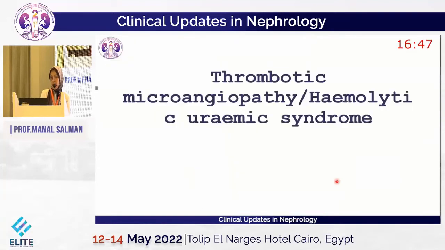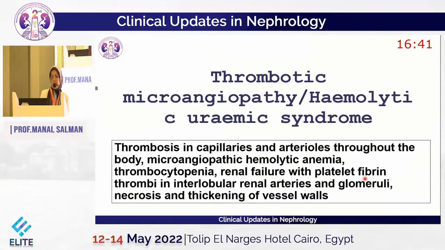The next one is thrombotic microangiopathy or hemolytic uremic syndrome. And this is a clinical syndrome comprising thrombosis in capillaries and arterioles throughout the body, together with microangiopathic hemolytic anemia with presence of peripheral schistocytes, thrombocytopenia, marked decrease in blood platelets, acute renal failure, and presence of platelet and fibrin thrombi in the interlobular renal arteries and glomeruli, together with necrosis and thickening of the vessel wall.